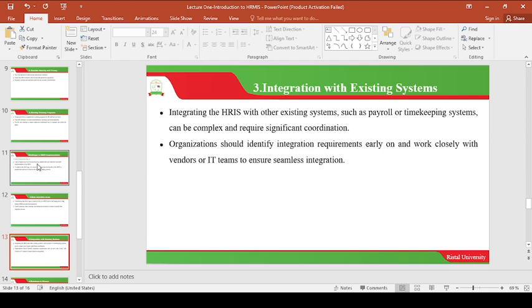The organization should identify integration requirements early on and work closely with the vendors or the IT teams to ensure seamless integration. So here the IT team and the vendor or the manufacturer of the system can help in addressing the integration challenge. Otherwise, if you only do it at the department or the human resource level, it will be quite challenging because the system requires some special IT skills. So these are some of the things you need to take into consideration when you are trying to integrate the system.